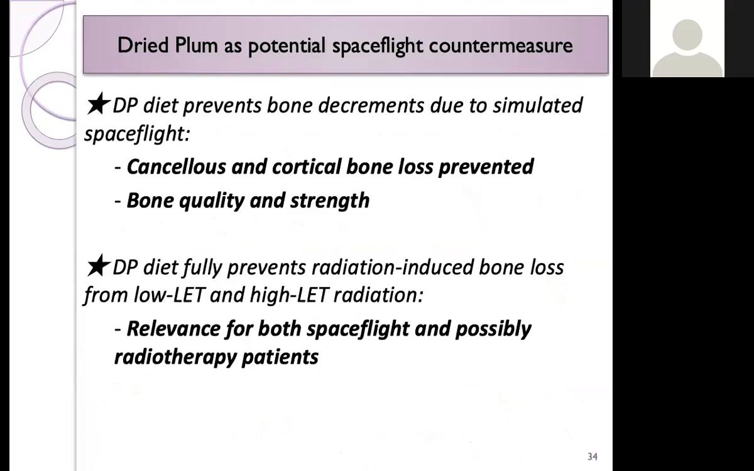So dry plum seems like a potential space-like countermeasure. It prevents the cancellous and cortical bone loss. It preserves the bone quality and strength. And it prevents the radiation-induced bone loss from both low-energy and high-energy radiation, so relevant for both spaceflight as well as radiotherapy patients.